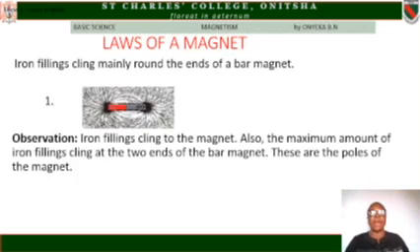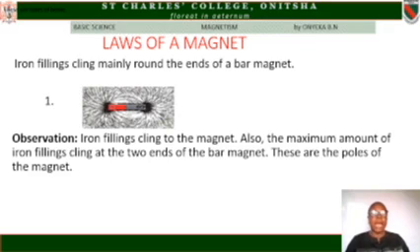Laws of a magnet. 1. Iron filings cling mainly around the ends of a bar magnet. The iron filings are gotten from ground iron. Looking at the diagram, you see how this iron, on spreading it on top of a bar magnet placed on top of a white sheet, is attracted mainly towards the ends of a bar magnet.